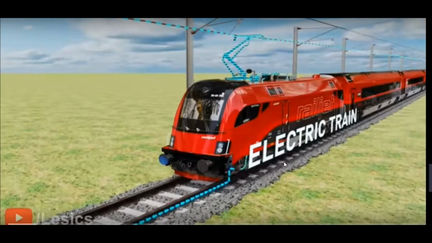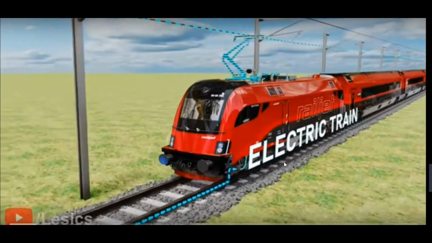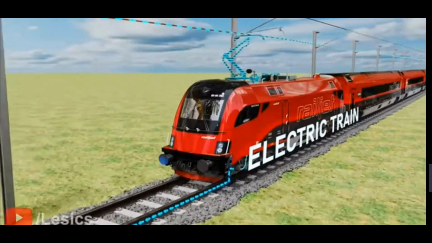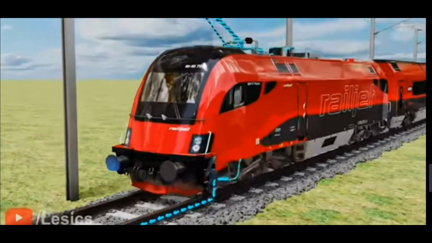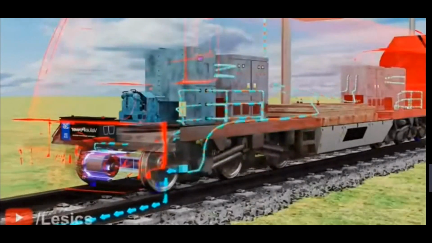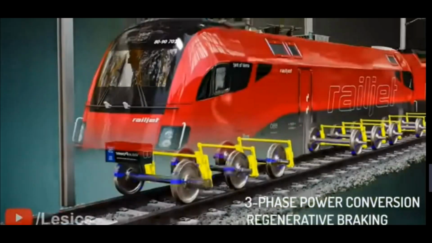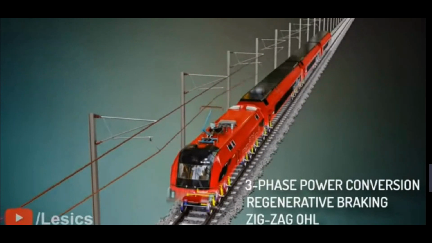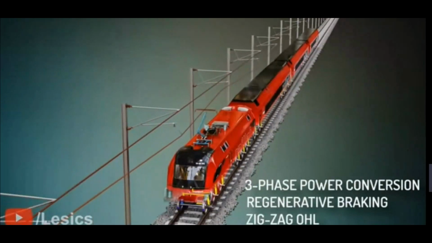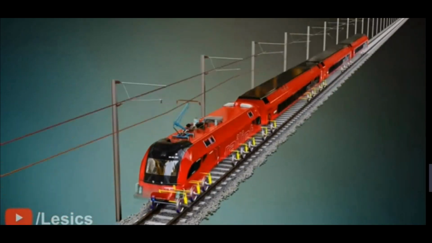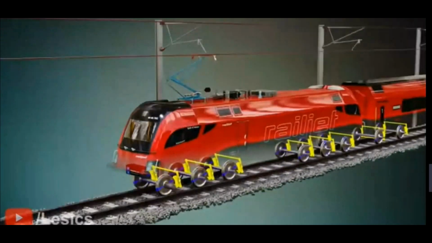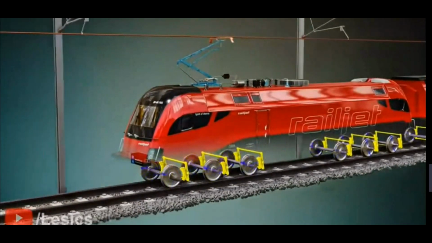It might be surprising to know that in electric trains, the power collected from the overhead lines ends up in the grounding cable of the track after flowing through the wheels. Three-phase power conversion, regenerative braking, and zigzag overhead lines. All these make electric train technology quite unique. Let's understand all the engineering secrets behind the electric train, starting from the simplest design possible.